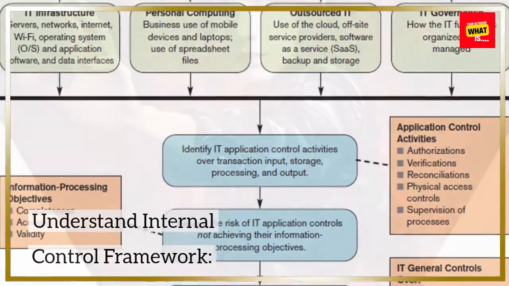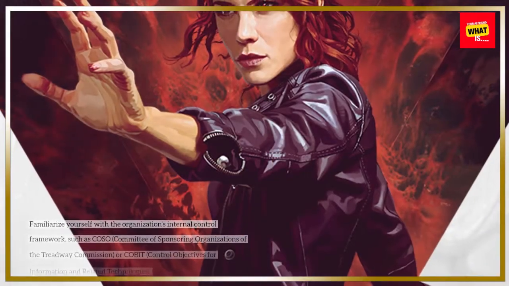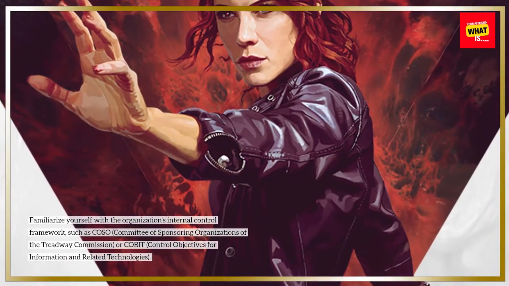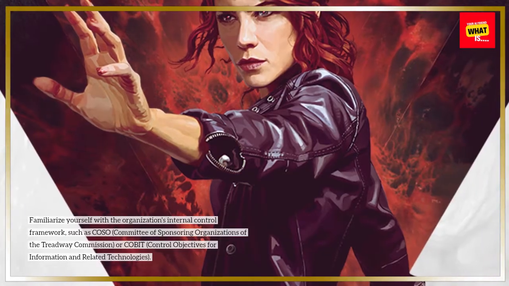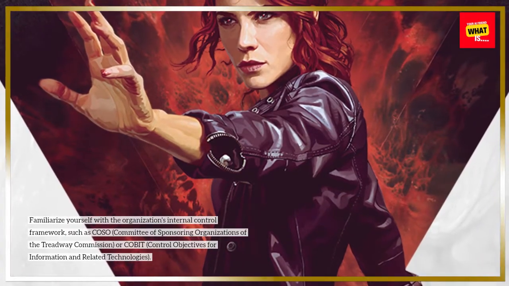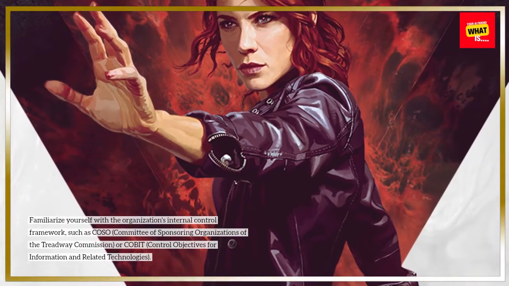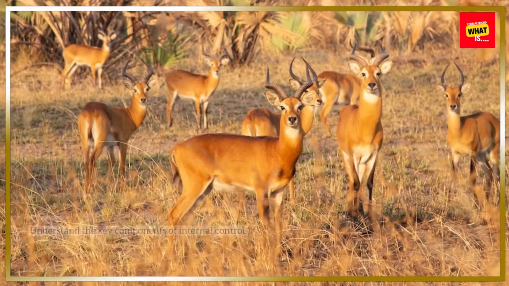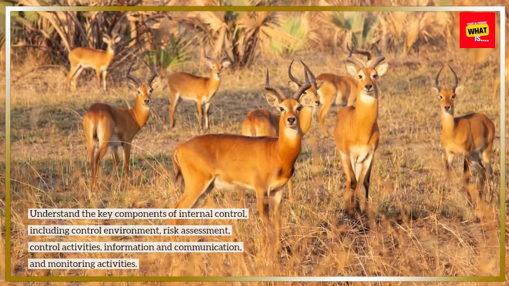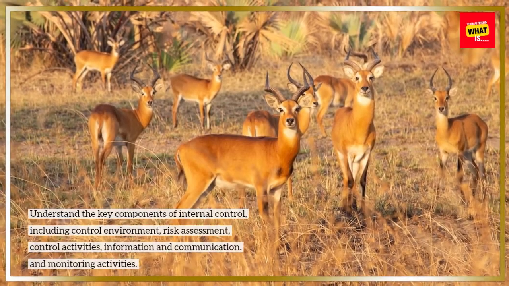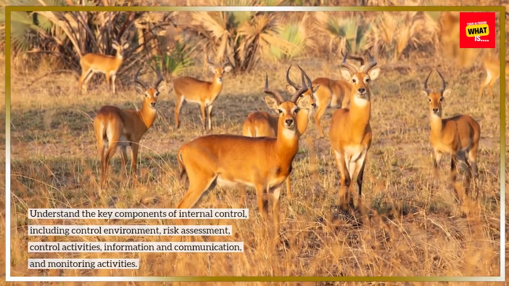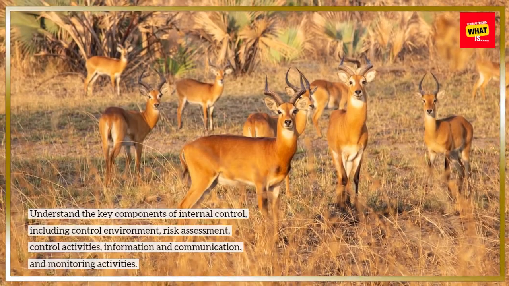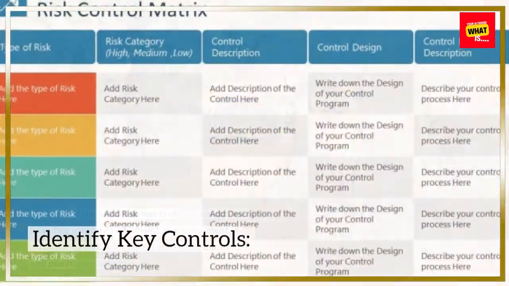Understand internal control framework. Familiarize yourself with the organization's internal control framework, such as COSO, Committee of Sponsoring Organizations of the Treadway Commission, or COBIT, Control Objectives for Information and Related Technologies. Understand the key components of internal control, including control environment, risk assessment, control activities, information and communication, and monitoring activities.